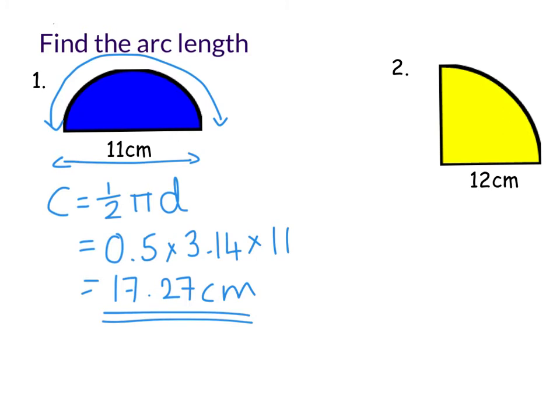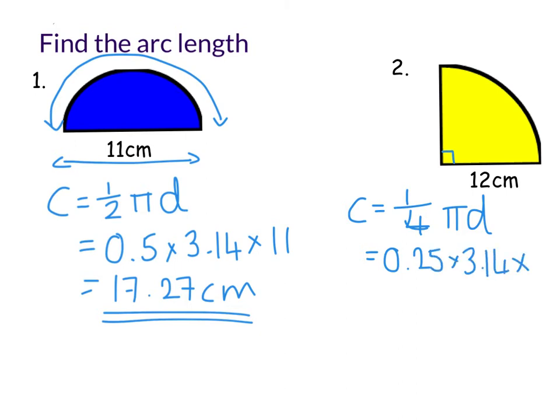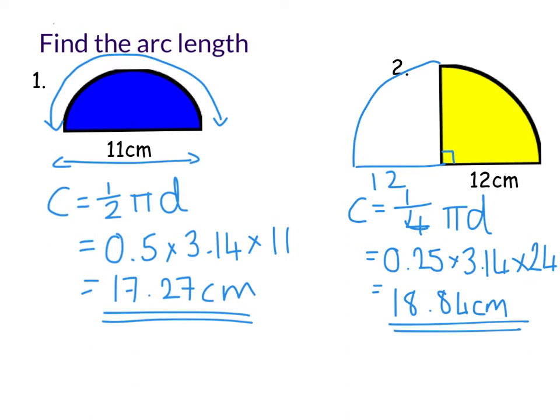For my yellow one here, you can obviously see that that is a quarter of a circle. So we change our formula now to a quarter pi d. Again, alternatively, you could just divide by 4 at the end, but I'm trying to lead you into what you'll be doing at National 5. So we write a quarter as 0.25 times 3.14 times, now be careful, if this was a full circle drawn out, the diameter would actually be 12 plus 12. So the diameter here we're using is 24. If you type that in your calculator, you get 18.84 centimetres, again to two decimal places already, and I'm going to leave it as that.